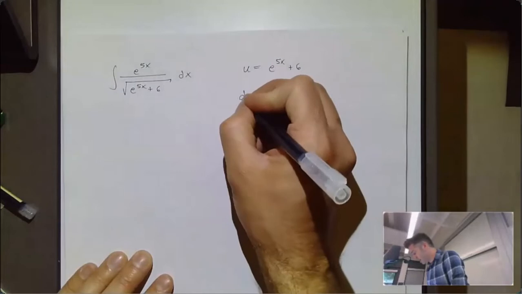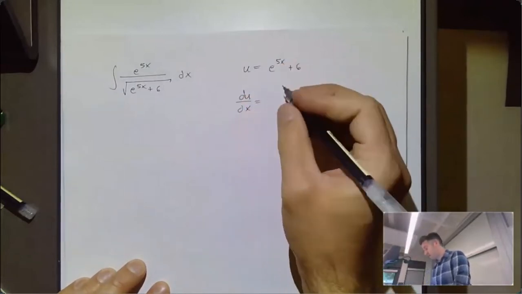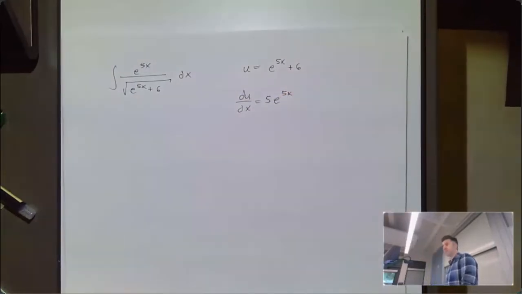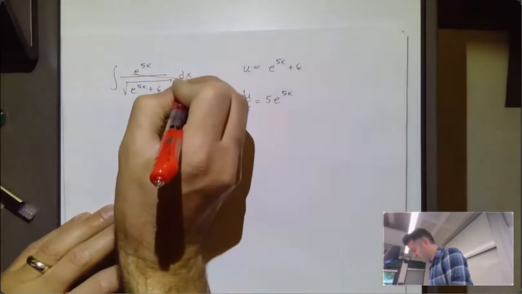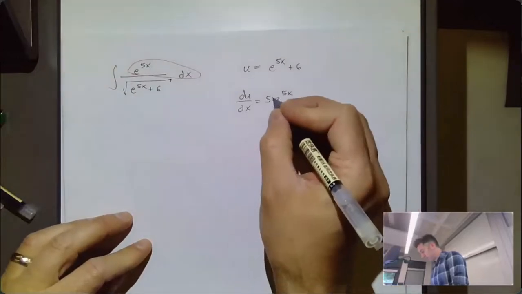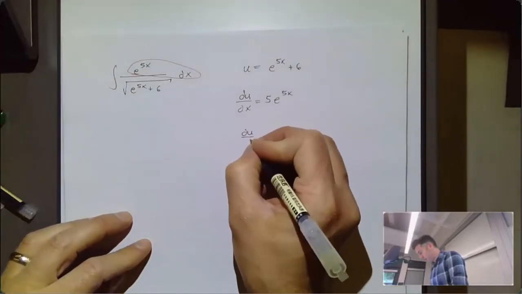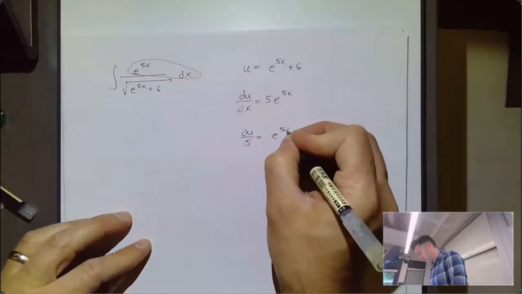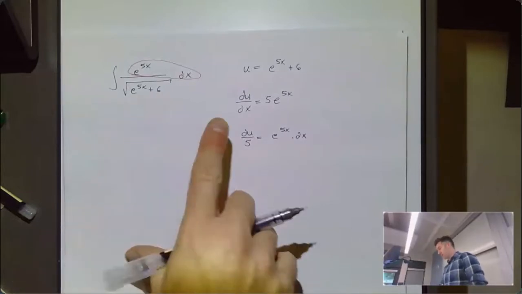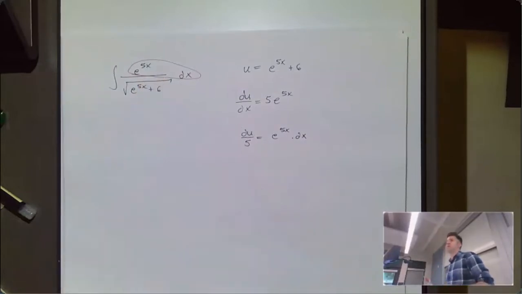So my du dx is going to be the derivative of e to the 5x, which is e to the 5x times 5. And then I really want an e to the 5x times dx to show up. So I'm going to multiply by dx, divide by 5. So du divided by 5 equals e to the 5x times dx. I'm looking at my integral, trying to make this thing over here look like that, usually by multiplying or dividing by a constant.